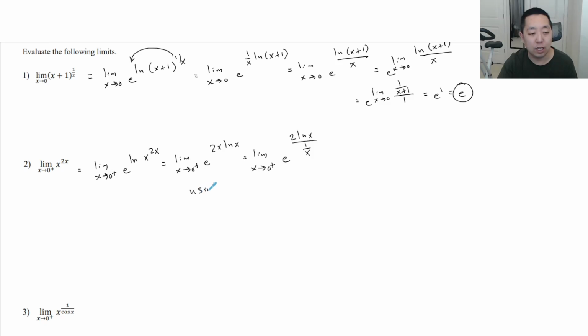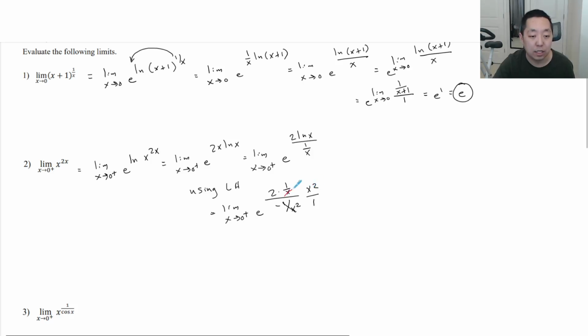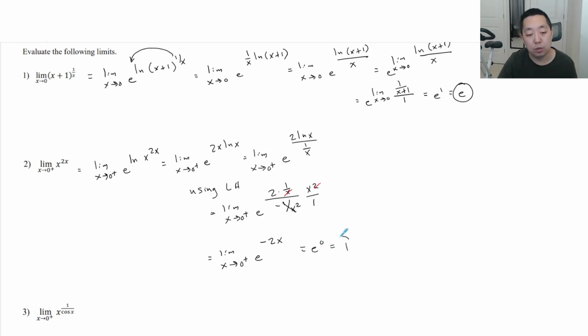So using L'Hopital's rule, that's the same as the limit as x approaches 0 from the right of e to the 2 times (1 over x) over (negative 1 over x squared). Instead of writing it like that, you can make that x squared over 1, multiply by the reciprocal, and you can see the x's are going to cancel. So this is the limit as x approaches 0 from the right of e to the negative 2x, because I still have a negative sign. That's just e to the 0, which is 1.